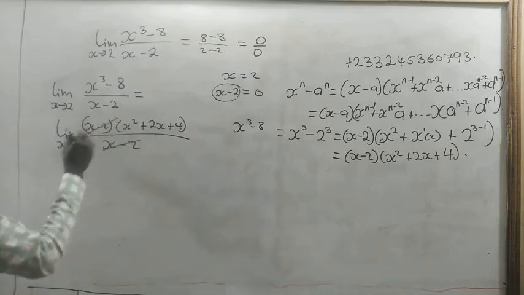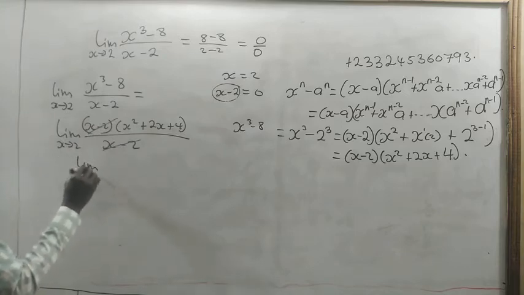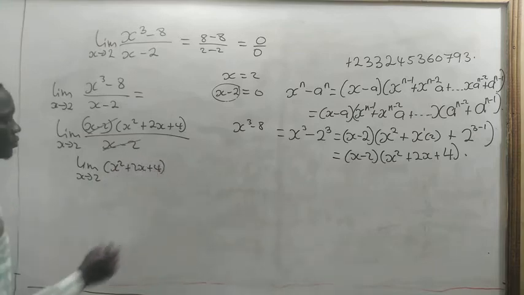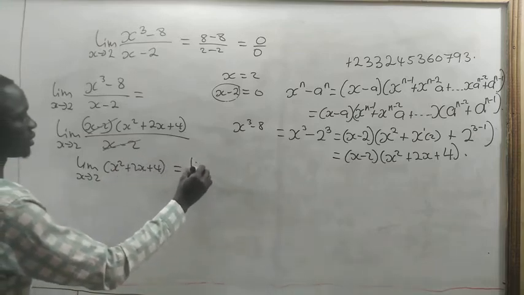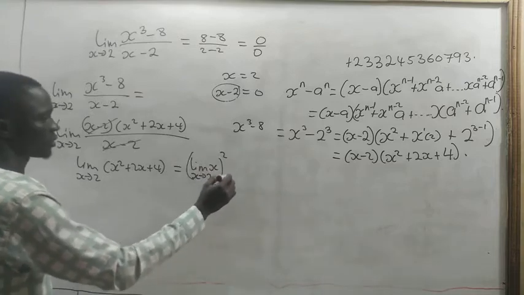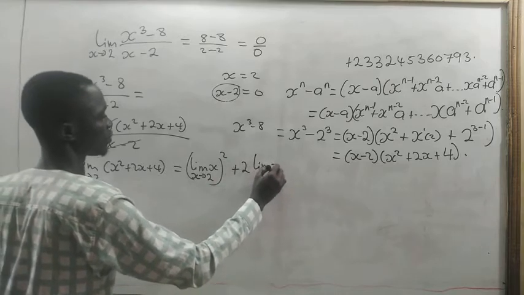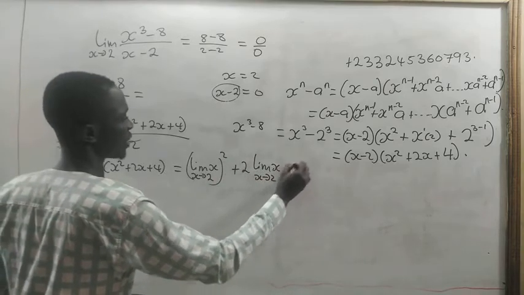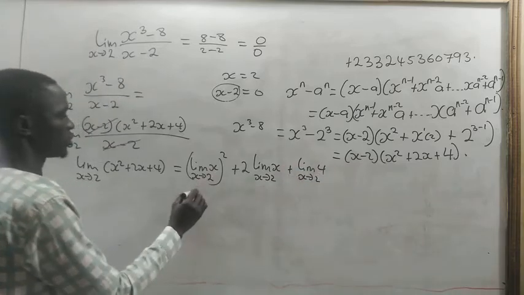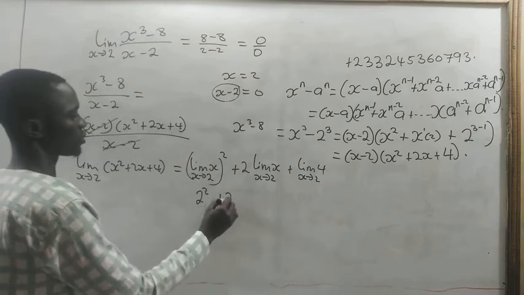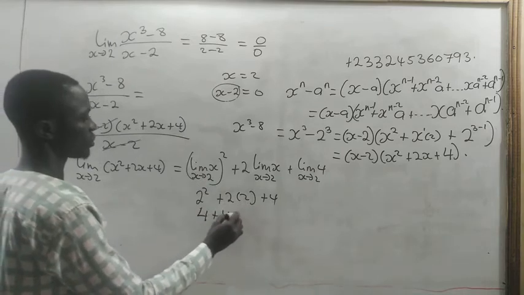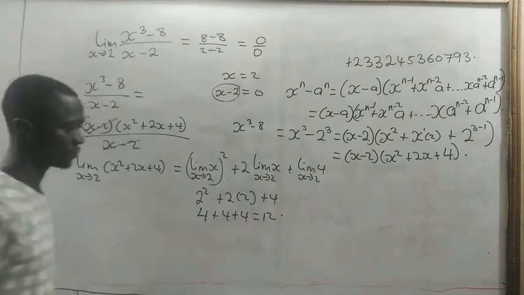So here the common terms will cancel out, and we have the limit as x approaches 2 of x squared plus 2x plus 4, which is the same as the limit of x squared as x approaches 2, plus 2 times the limit of x as x approaches 2, plus the limit of 4 as x approaches 2. So here this will give us 2 squared plus 2 times 2 plus 4.